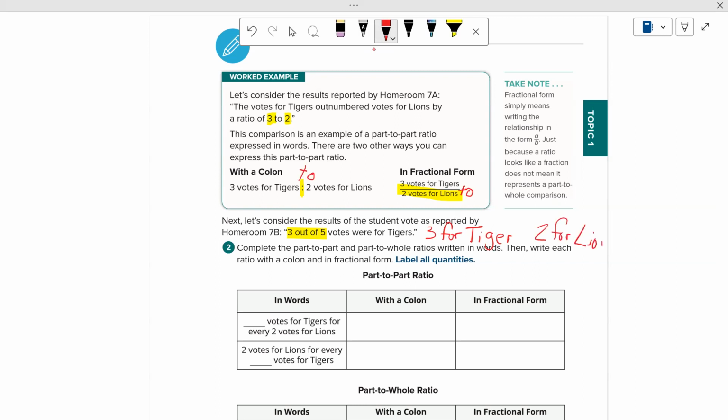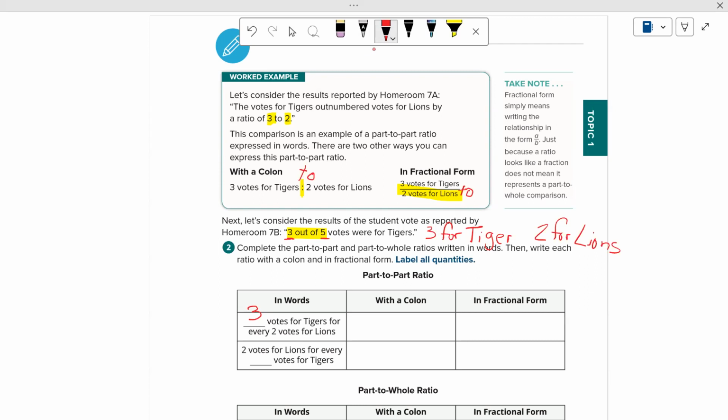Okay. So this is part to whole, this is 3 parts tigers, this is your total number of votes. So if there were 3 for tigers, there would have to be 2 for lions. So your part to part would be 3 votes for tigers to 2 votes for lions, which is the same thing from 7A, which is weird. All right, so in words, we would have how many votes for tigers? Well, there are 3, so we can say 3 for every 2 votes for lions. With a colon, we would write this exact same thing up here.